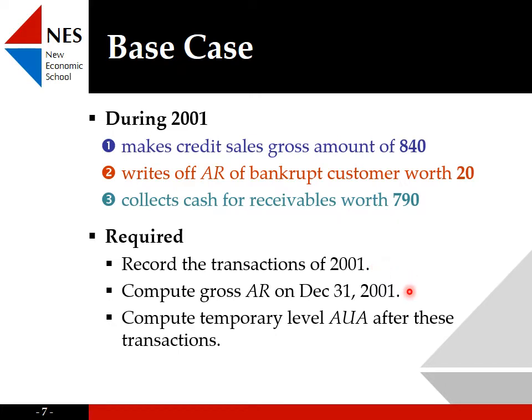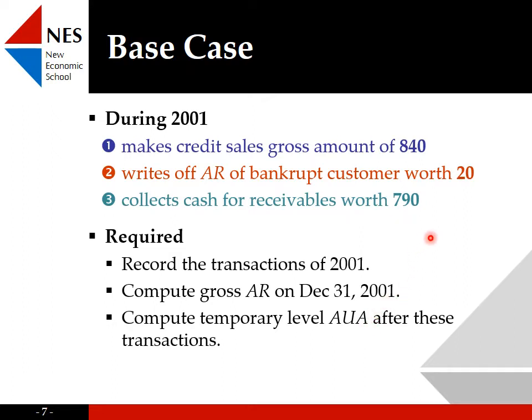gross amount of receivables at the end of year 2001, and then compute the temporary level of the allowance before we make the adjustment for the desired level of the allowance that is required by the bad debt policy. Before we start computing, it is good to look at the numbers to get a rough estimation of where the result should actually be. So 2 things are worth noting.